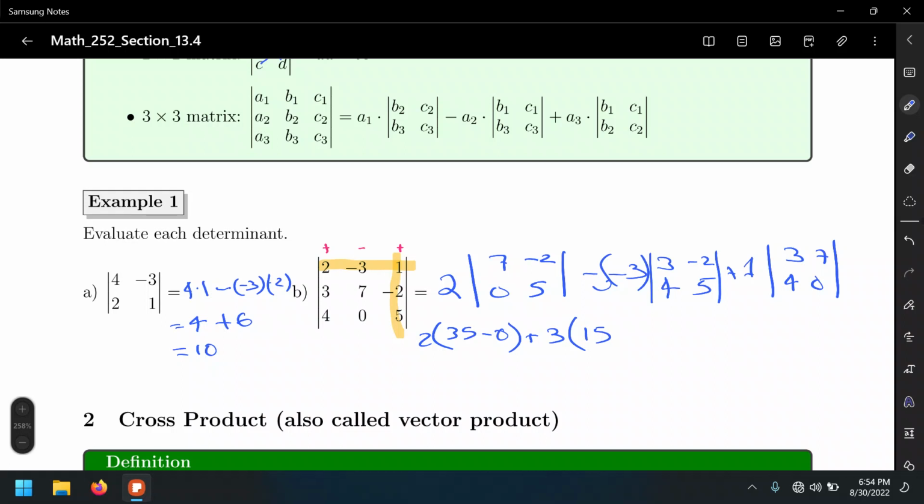And be careful here because 2 times 4, that's 8, but minus -8, that's positive 8. And 1 times 3 times 0, which is 0, minus 28. And after simplifying all this, the final answer has to be 111. Okay?